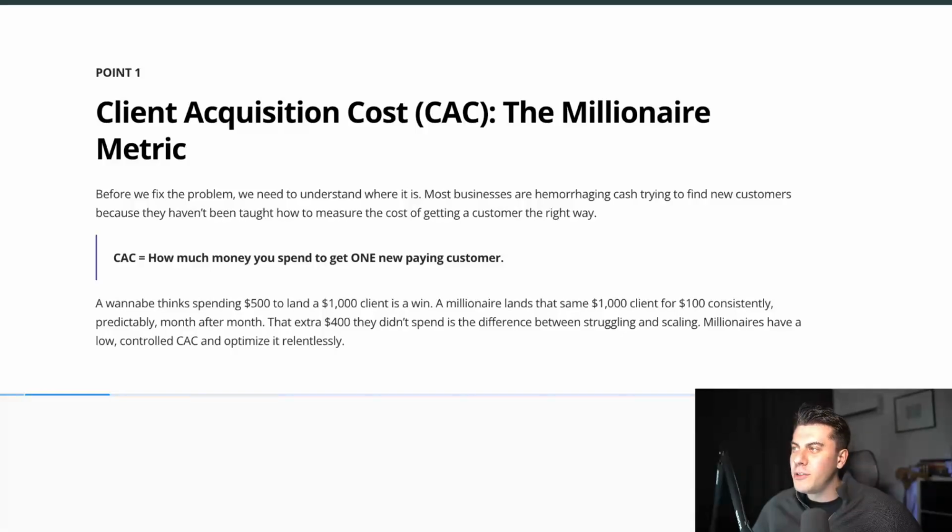And once you multiply this by a lot of clients, you see the difference in how one business would look compared to the other in terms of these costs. Millionaires don't have high revenue. They have a low controlled CAC. They know exactly how much it costs for them to acquire a new customer, and they optimize it relentlessly. So let me walk you step by step through how you can start calculating, understanding, and reducing your CAC starting today.